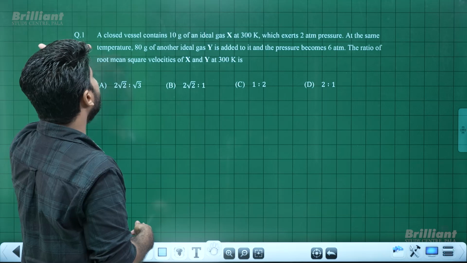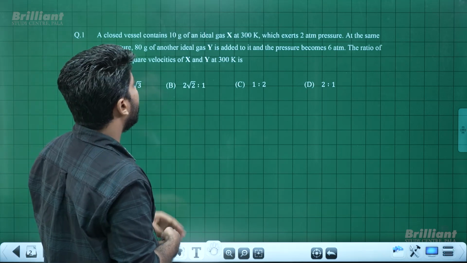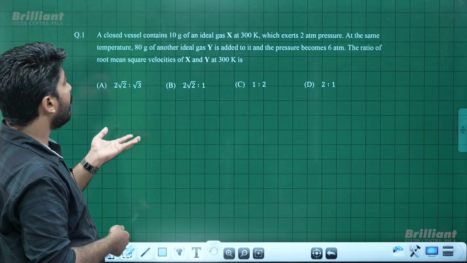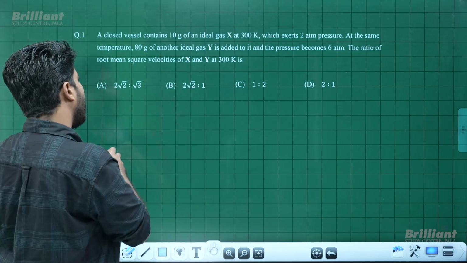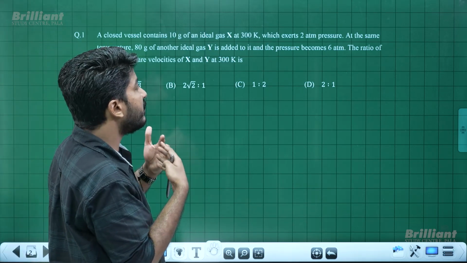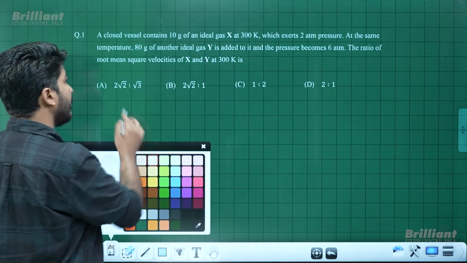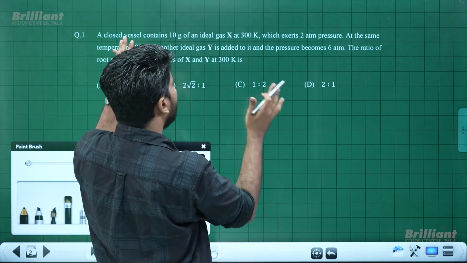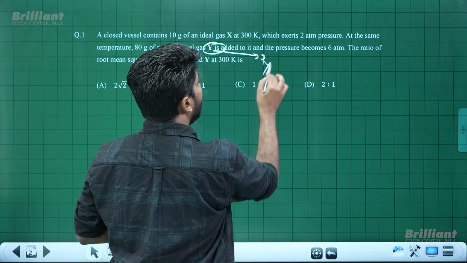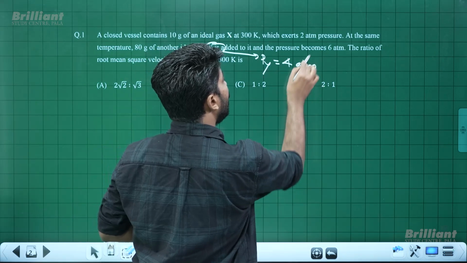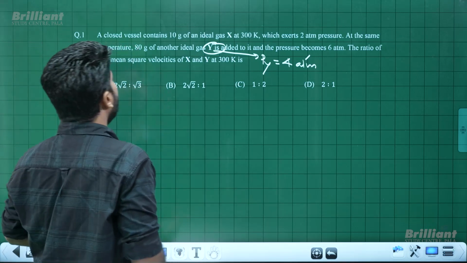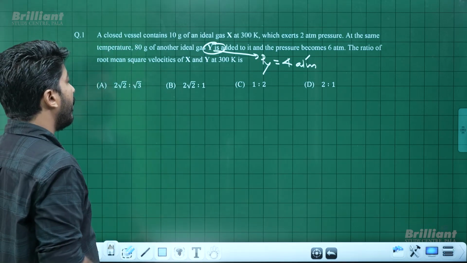A closed vessel contains 10 gram of an ideal gas X, at 300 Kelvin, and it exerts 2 atm pressure. At the same temperature, we have added one more gas called Y, 80 gram of Y. Now the total pressure is 6 atm. Keeping temperature and volume same, the partial pressure of Y will be 4 atm. 2 atm of X and 4 atm of Y, making it total 6 atm. So the ratio of root mean square velocities of X and Y we have to find out.